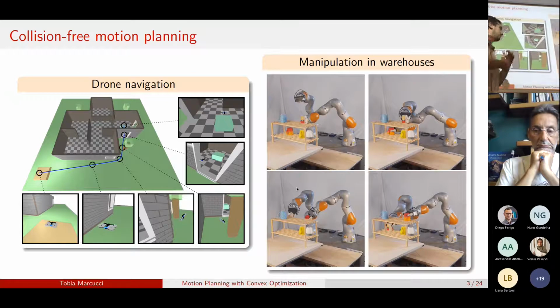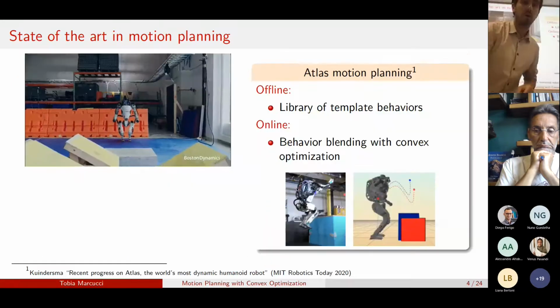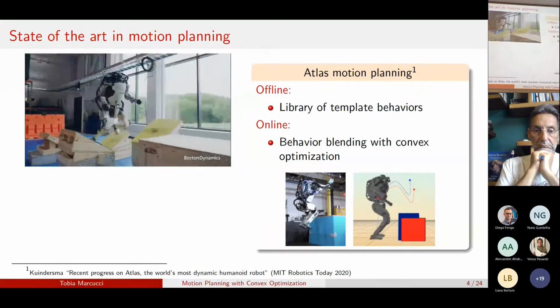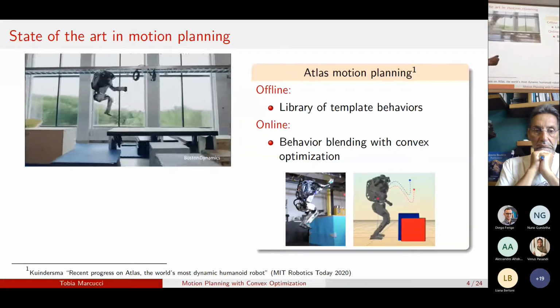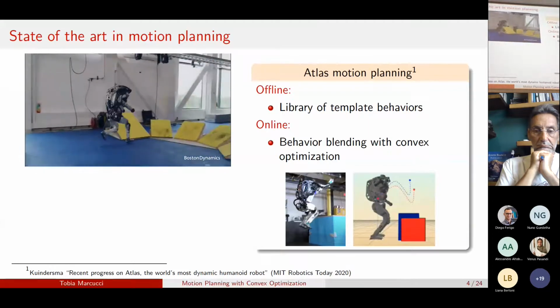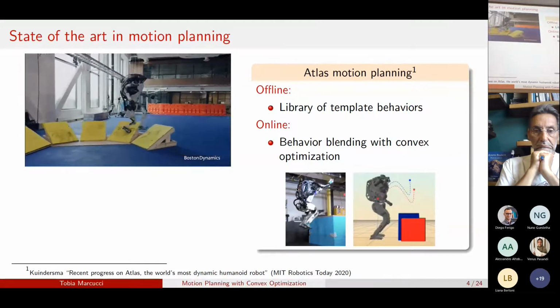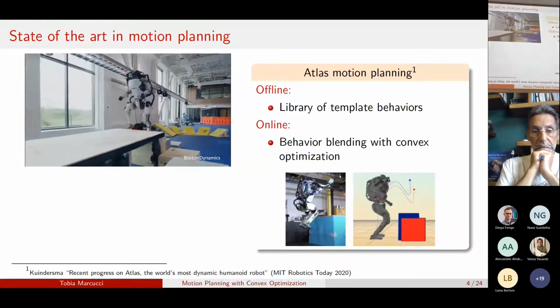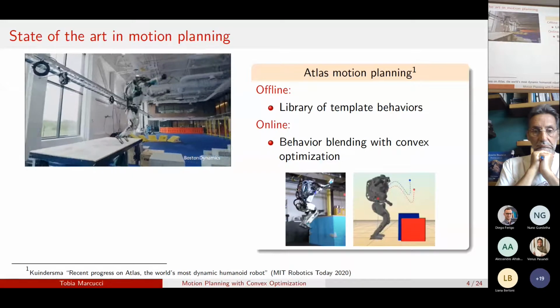But of course, you also have the continuous component that is the actual movement of the robot. So what's the state of the art in merging these two aspects of motion planning, continuous motion planning and discrete motion planning? I guess many of you are familiar with the newest results from Boston Dynamics. Well, actually, these are not even new, but they are still extremely impressive to me.